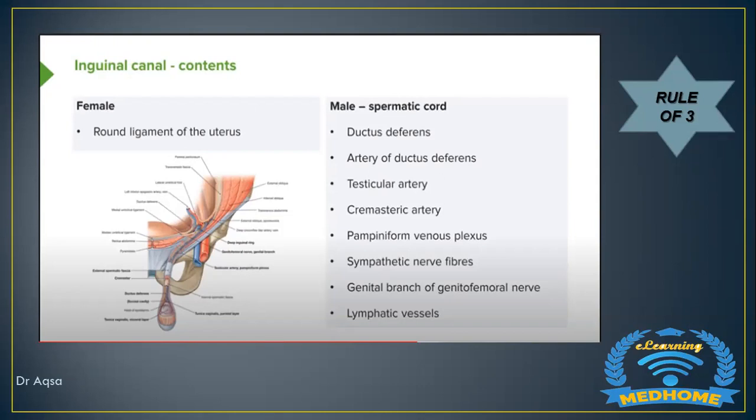The first one is the testicular artery. The second one is the cremasteric artery. And the third one is the artery of vas deferens or ductus deferens. These are the 3 arteries.